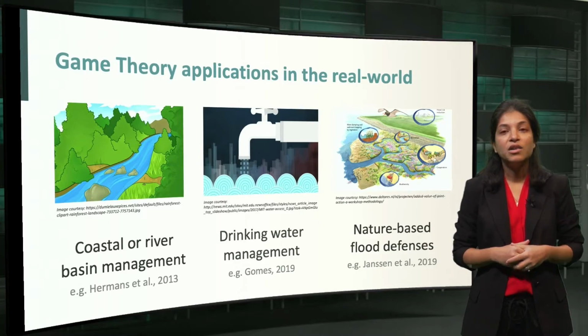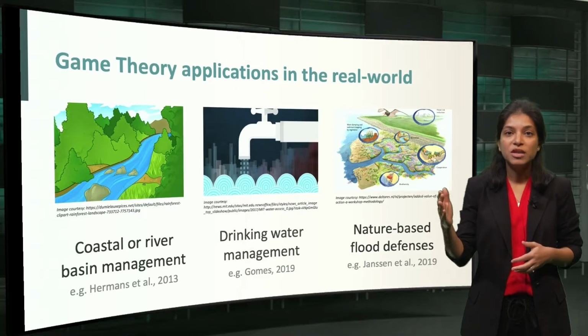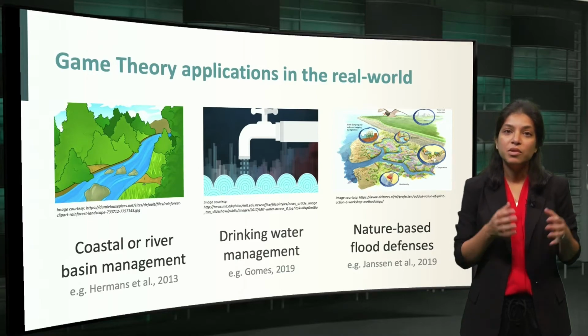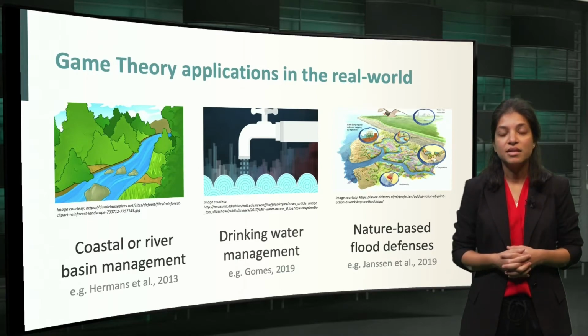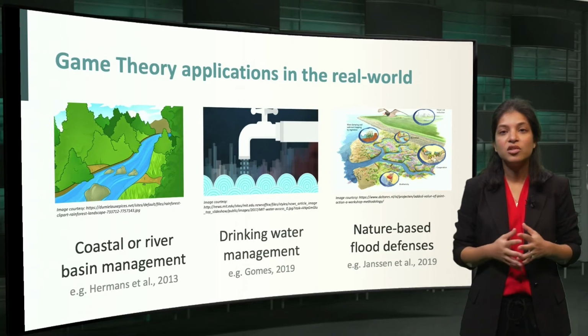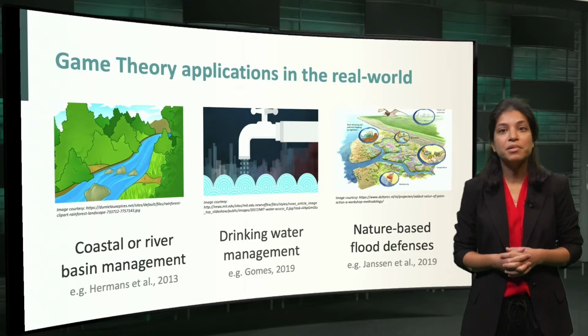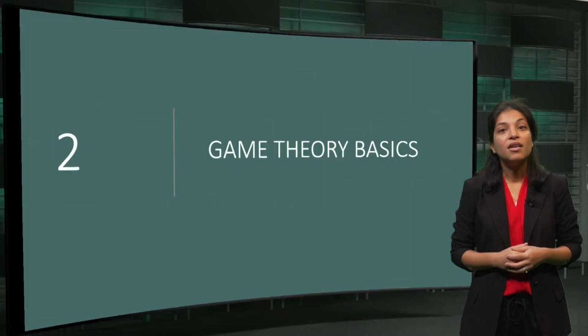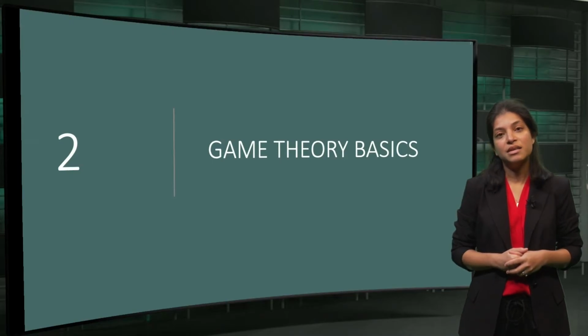What kinds of multi-actor games exist in the real world, particularly in the water sector? Games can be found in coastal or river basin management, for example, games between upstream and downstream water users. In drinking water management, for example, in the supply of water between rural and urban areas. And in funding arrangements in implementing nature-based flood defenses, rather than choosing standard infrastructure solutions. We have provided references to some examples of game theory applications on each of these topics. Now let's explore some basics about game theory.